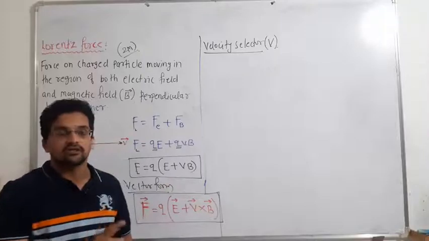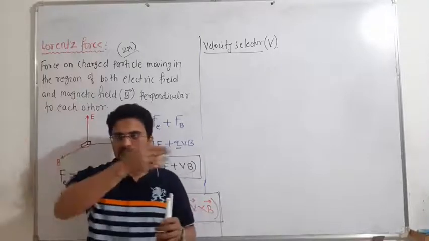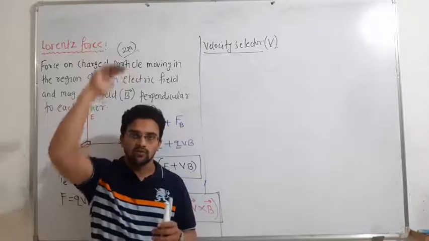Suppose in this room there is an electric field in this direction and a magnetic field in this direction, and a charged particle is coming from top to bottom.